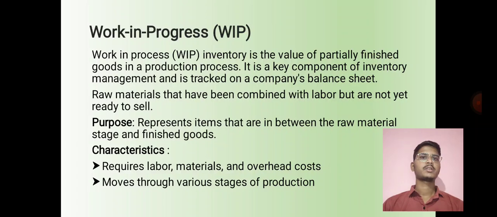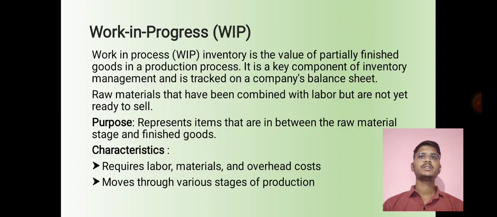Work in progress. The work in progress inventory is the value of partially finished goods in a production process. It is a key component of inventory management and is tracked on the company's balance sheet. It is raw material that has been combined with labor but is not yet ready to sell. The purpose of work in progress: it represents the items that are between the raw material stage and the finished goods.